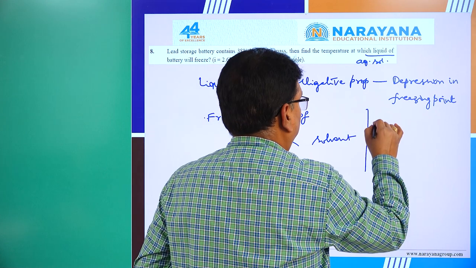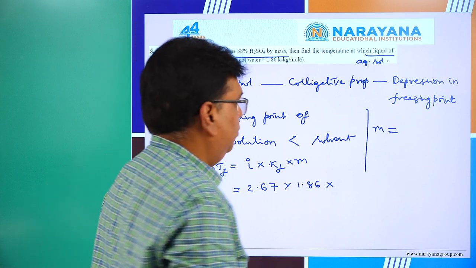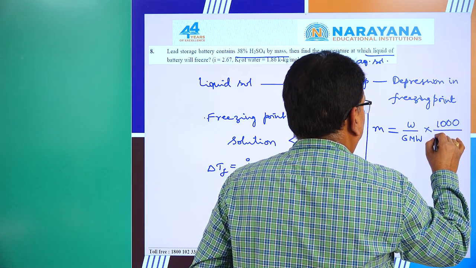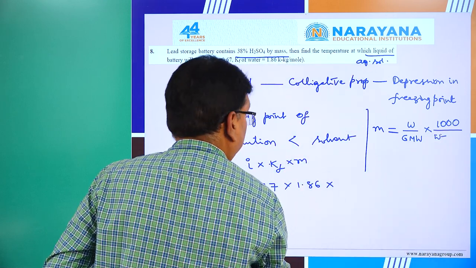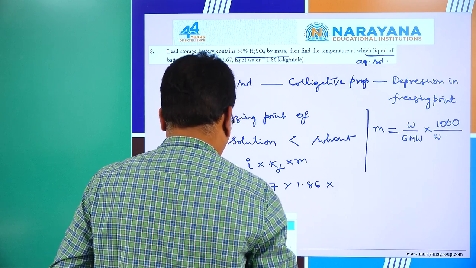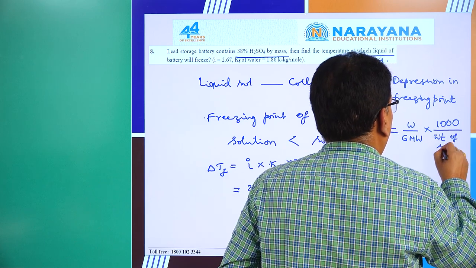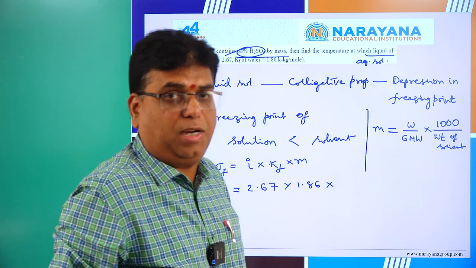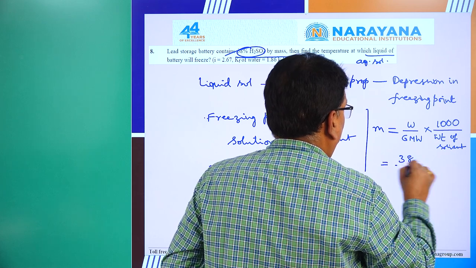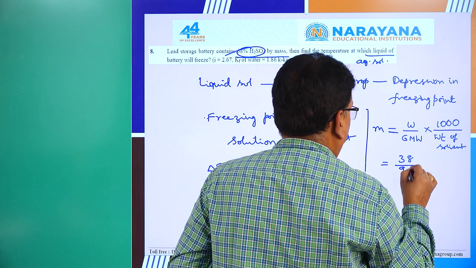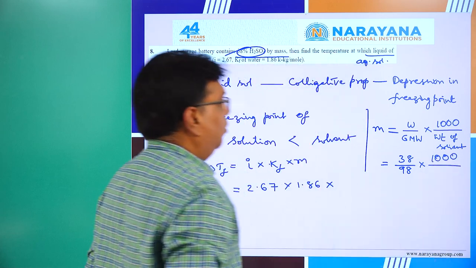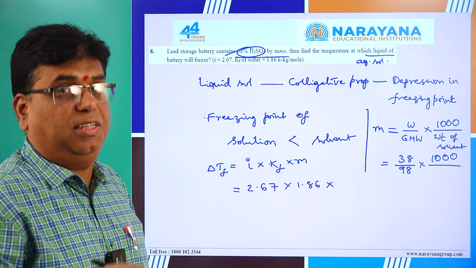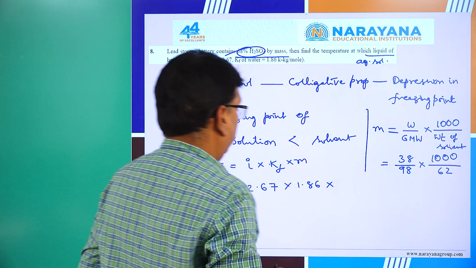Molality, what is molality? Number of moles, that is weight by gram molecular weight, into 1000 by weight of solvent in grams. Now given is 38% sulfuric acid by mass. So that is 38 by 98, the gram molecular weight of sulfuric acid is 98, into 1000 by weight of solvent. 38% means out of 100, 38 grams is sulfuric acid. So what is the weight of solvent? That is water, 100 minus 38, so that is 62.